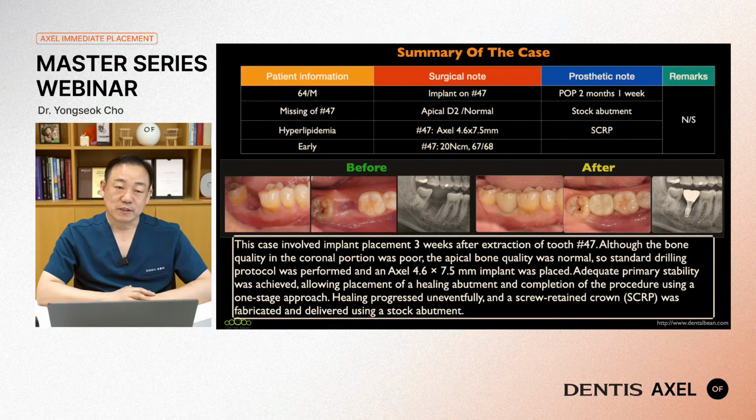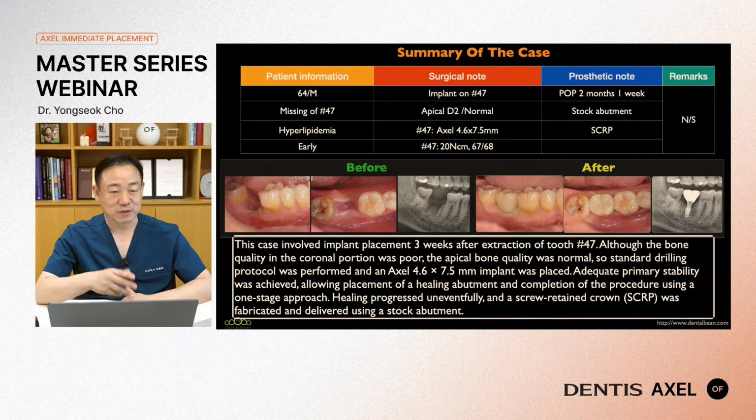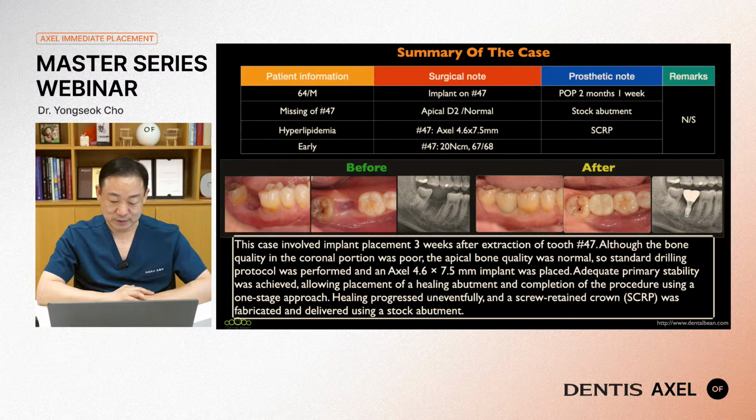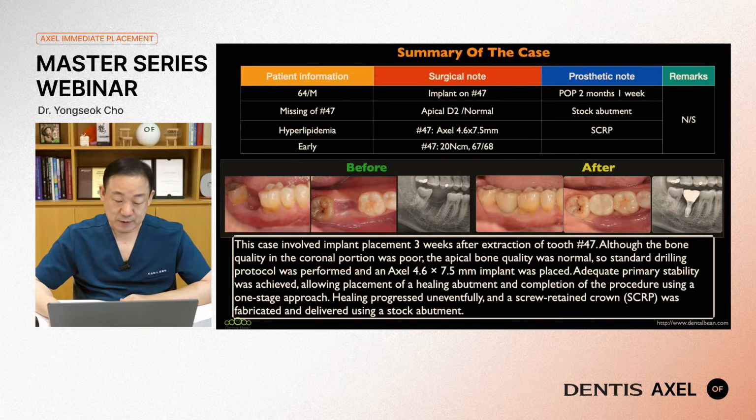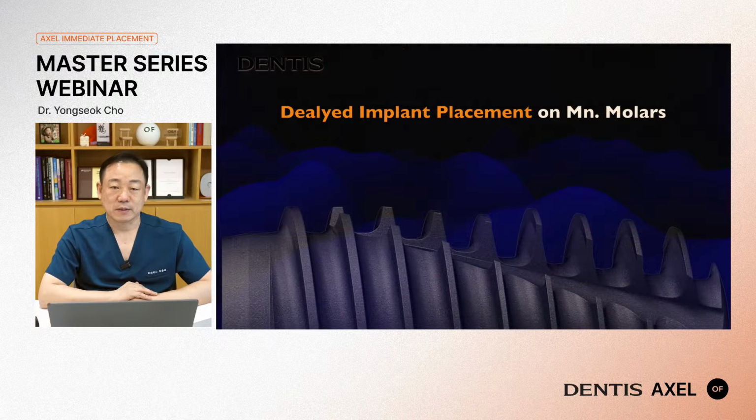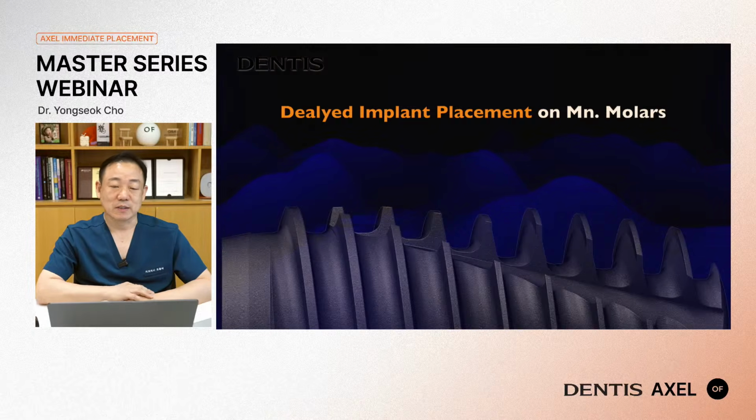So this is an early implant case. I don't do early implant in so many cases. I just do it in very limited situations when immediate was also possible, but I didn't place the implant because of some reason. That is the indication of early implant placement. Then let me talk about delayed implant placement on the mandibular molars.